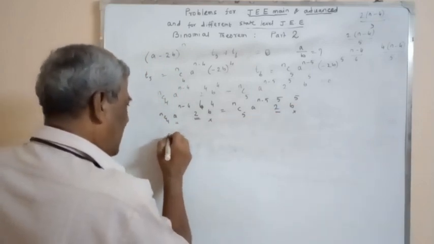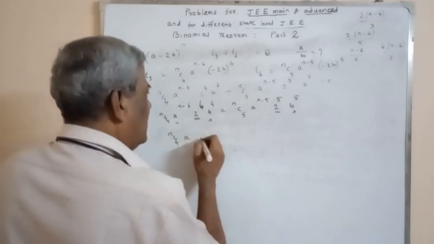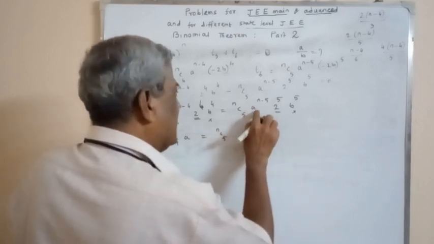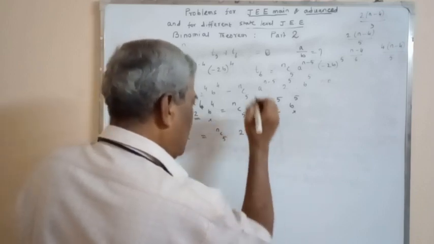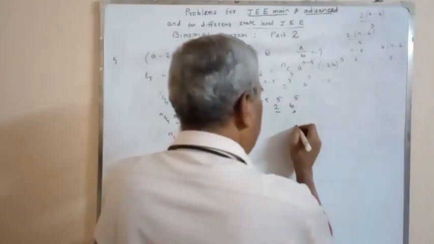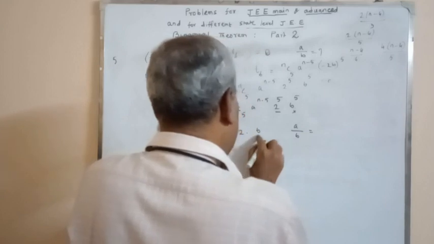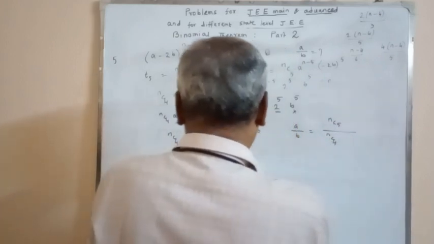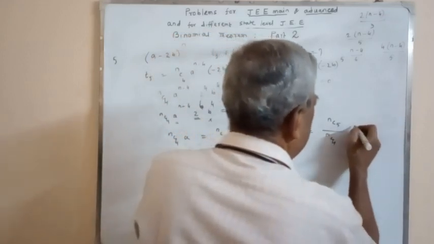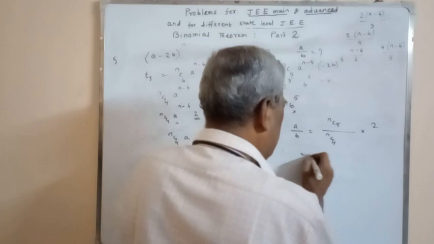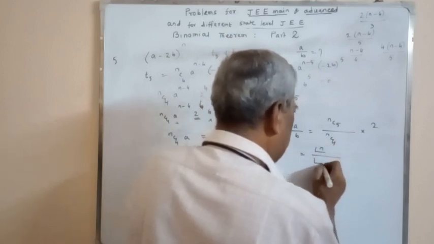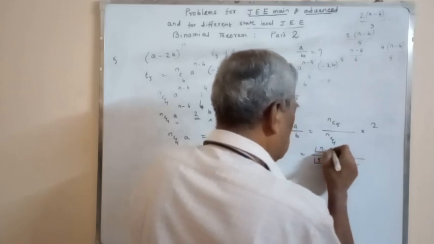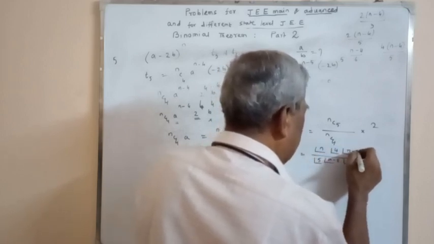So we get nC4 into a is equal to nC5, this cancels into 2 into b, so that a by b is equal to nC5 by nC4, and 2 is left there, into 2, is equal to factorial n by factorial 5 into factorial n minus 5 into factorial n, factorial 4 into factorial of n minus 4 into 2.